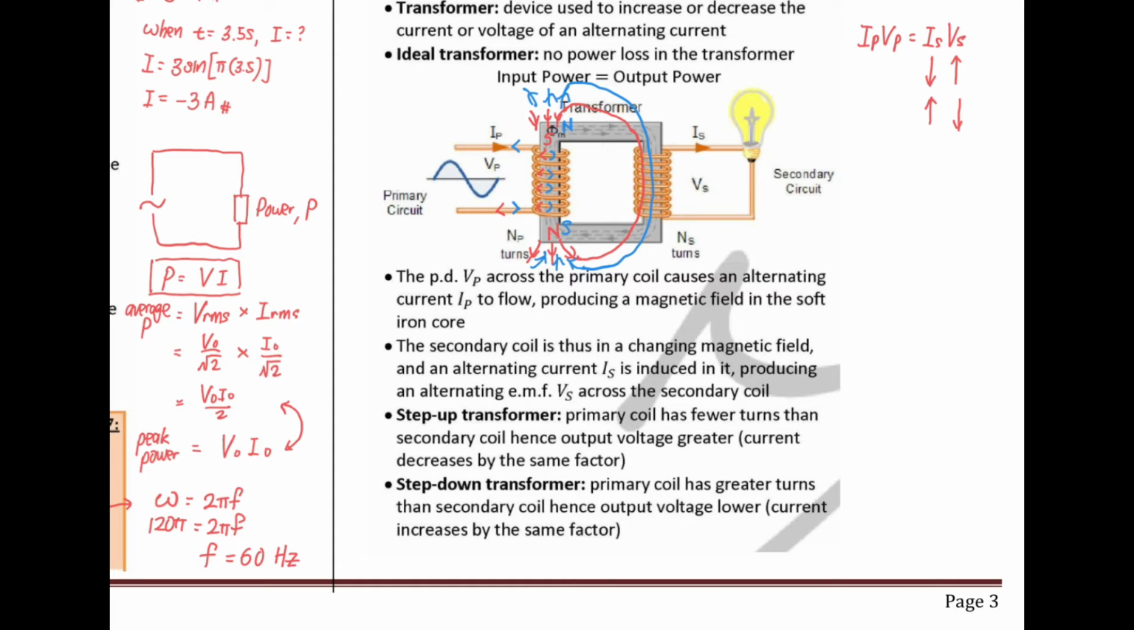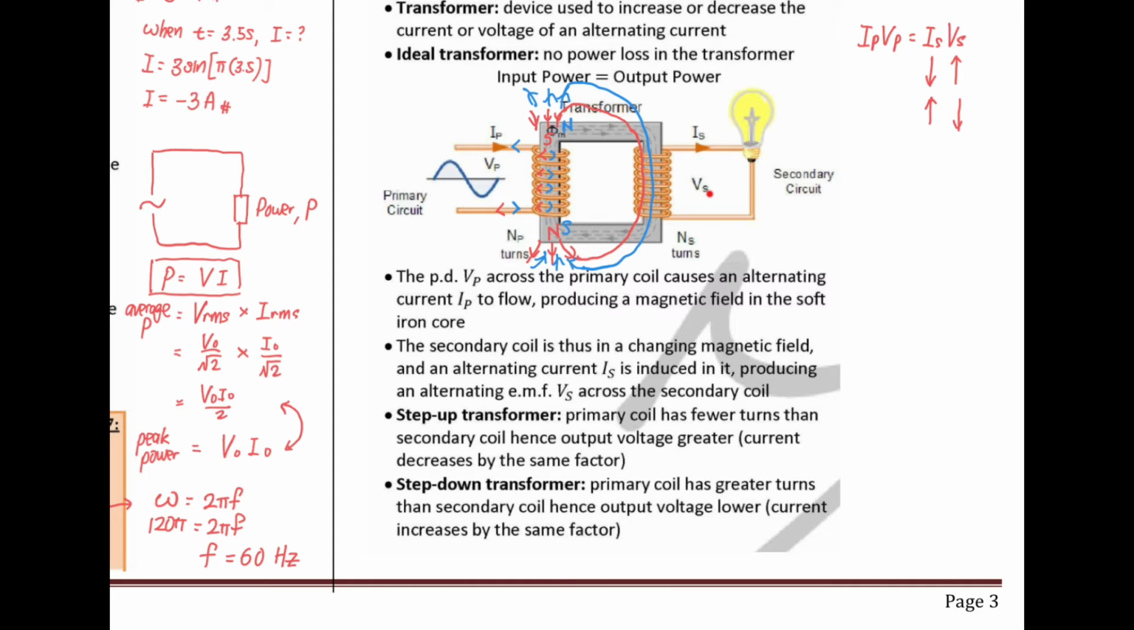And we have two types of transformer. The first is the step-up transformer, where the primary coil has fewer turns than the secondary coil. Hence, output voltage is greater. Current decreases by the same factor. So it means if you have a step-up transformer, the NP is smaller, the NS is larger. You have more turns on the right hand side. And then the voltage here will be larger also.